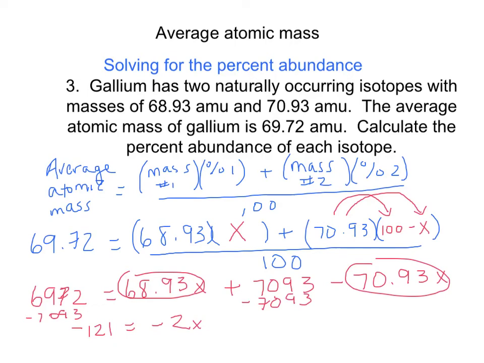To solve for x is equal to 60.5%. That means that our isotope 1, which is this one, shows up 60.5% of the time. So that's what this value is equal to. Now we can subtract this from 100 to figure out what our second isotope abundance is equal to, and that is 39.5.